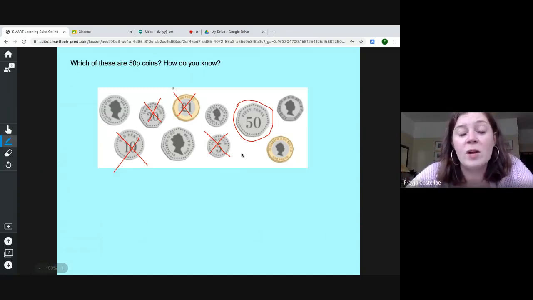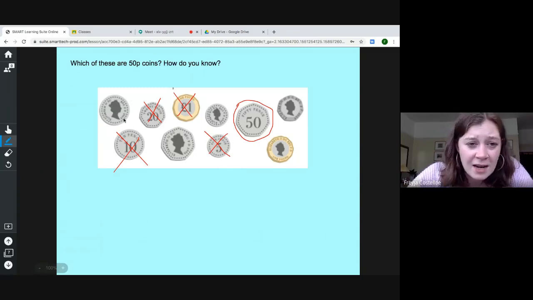Well, we can look at the size, we can look at the shape, can't we? Even if we can't see the number on them. So does that look like a 50p? Has it got those edges? It doesn't, does it? So no, I don't think so. I think that looks a bit more like a 10p.